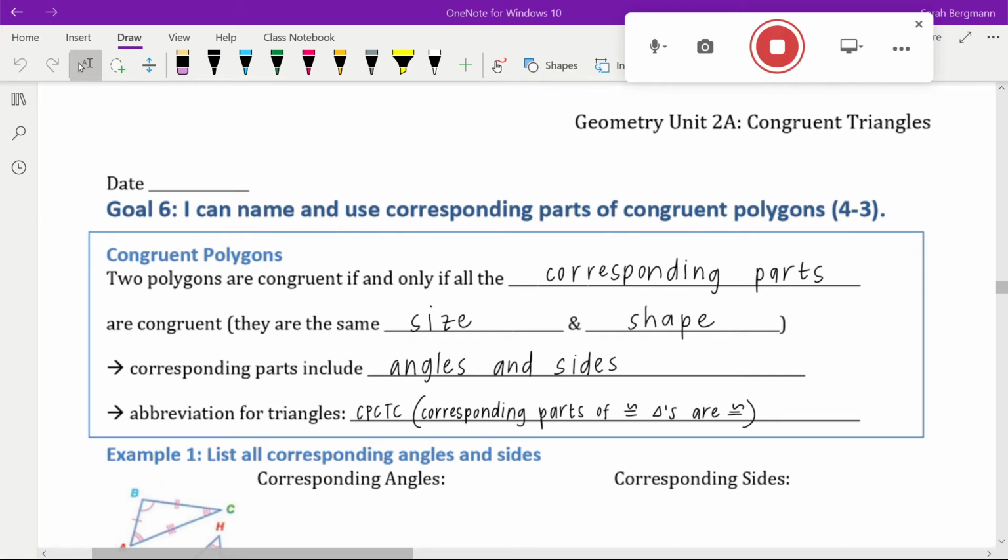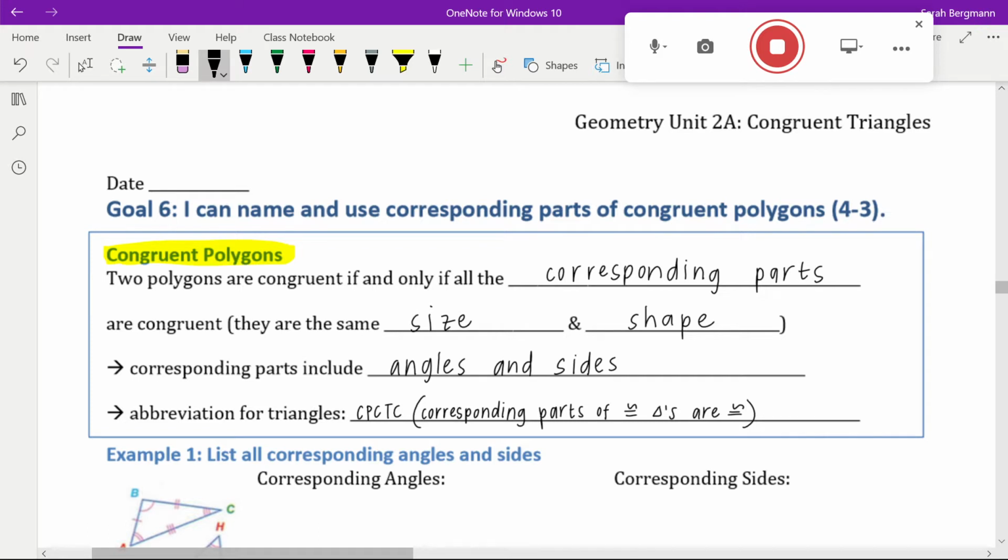Welcome back. Today we will talk about congruent polygons and congruent triangles. Congruent polygons are two shapes that have all the corresponding parts congruent. Corresponding parts means that they're the same size and the same shape. This includes the angles and the sides, which must all be congruent.